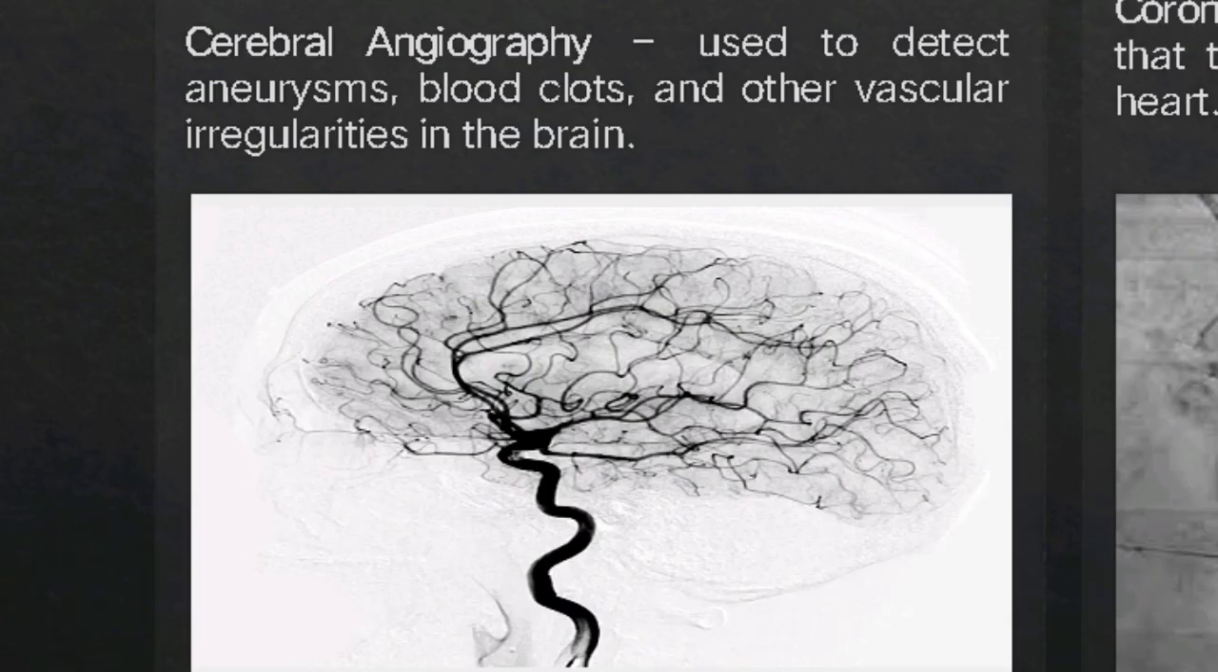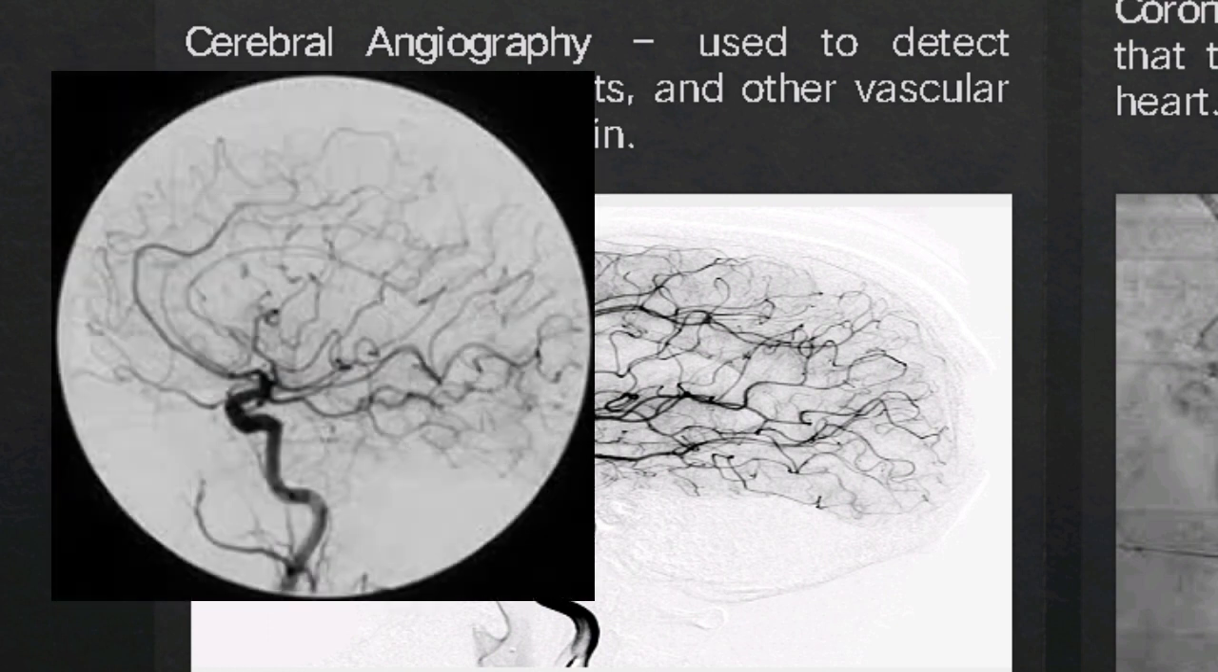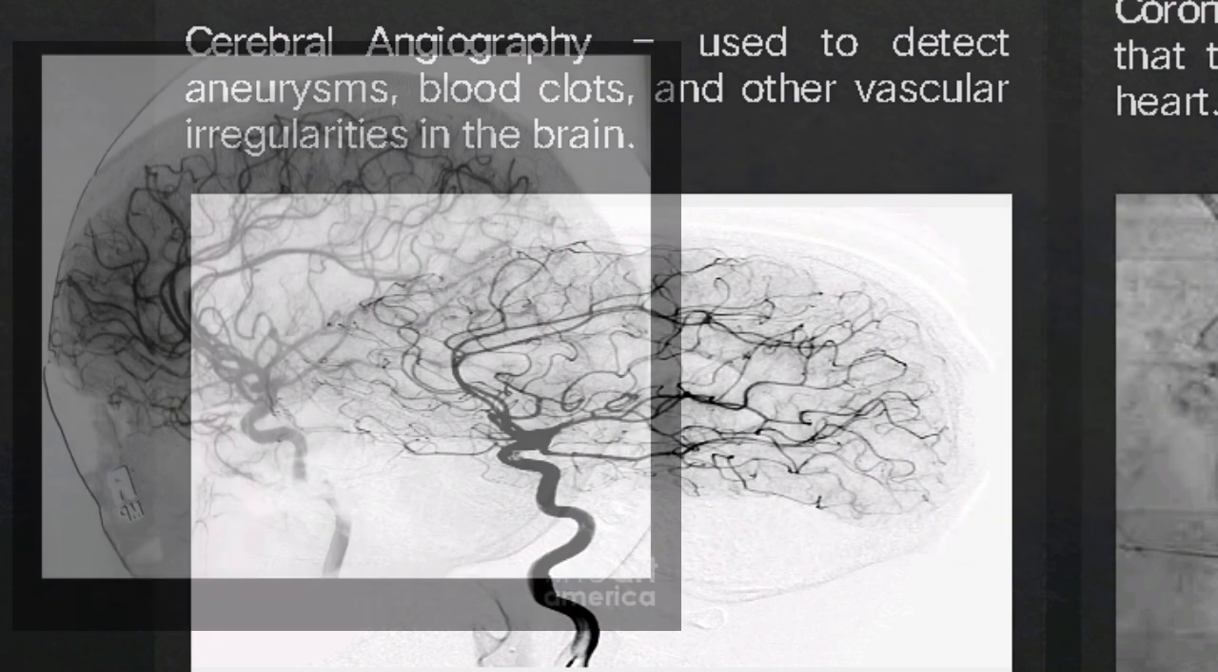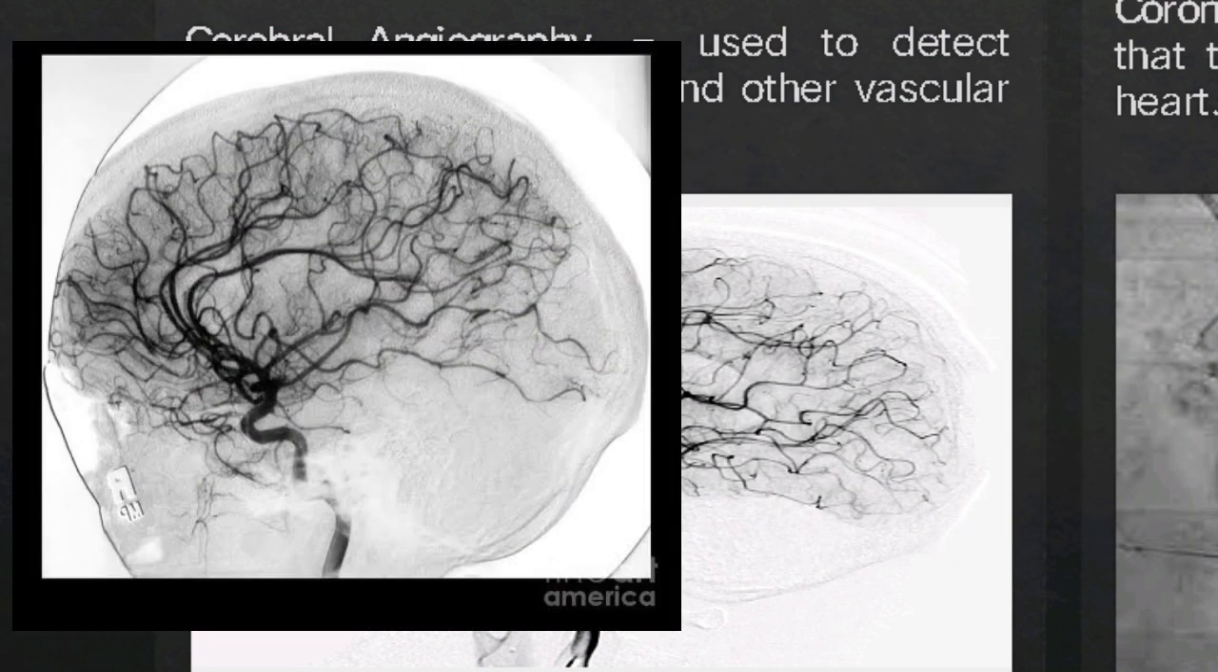So next is angiography procedures. Cerebral angiography is used to detect aneurysms, blood clots, and other vascular irregularities in the brain. The catheter is inserted into the femoral or carotid artery, and the injected contrast medium travels through the blood vessels of the brain. Patients frequently experience headache, warmth, or a burning sensation in the head or neck during the injection portion of the procedure. A cerebral angiogram takes 2 to 4 hours to complete.